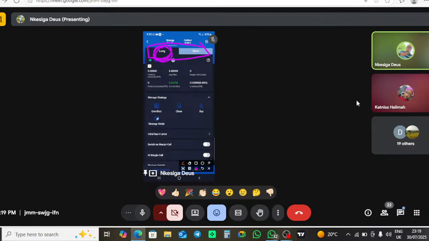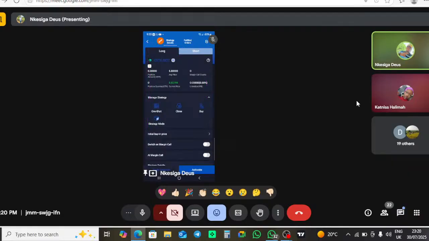And when you click on long, the long should be in the same color as the entire screen. Are we smart? If I click on short, you can see now short is in the same color as the entire screen. Now I wanted long, so I make sure the long is the one in the same color as the entire screen, meaning we are longing the market.